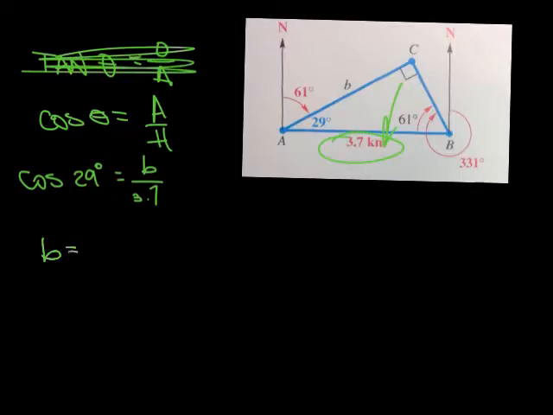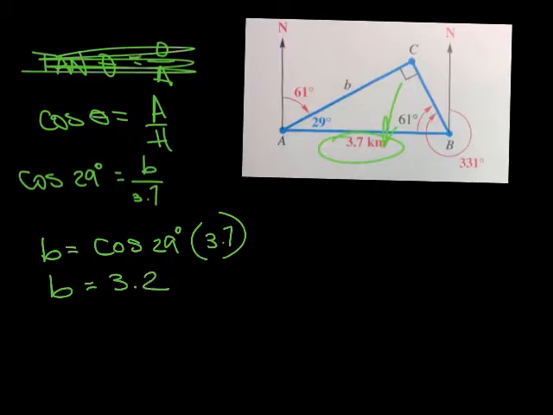So B equals the cosine of 29 degrees times 3.7. So therefore our B equals 3.2 kilometers. So the distance from A to C is 3.2 kilometers.